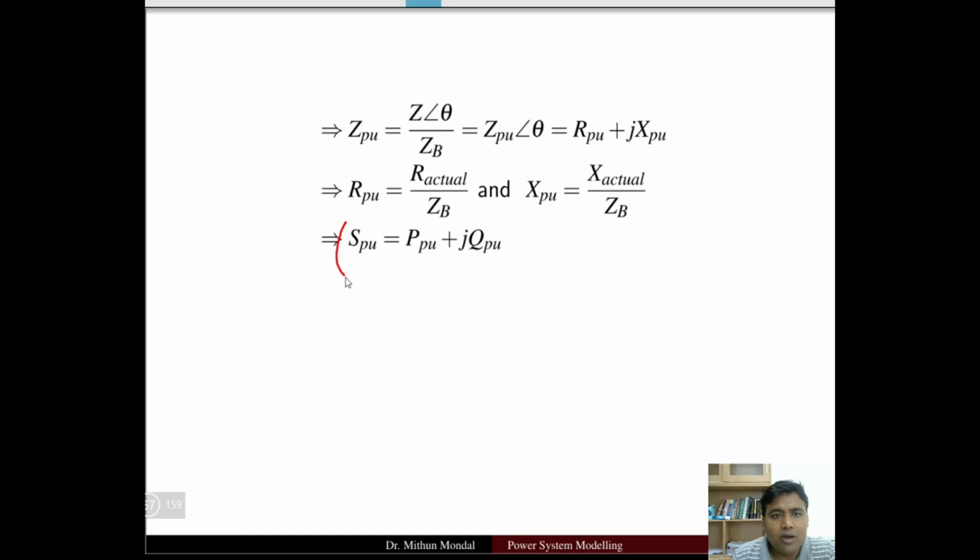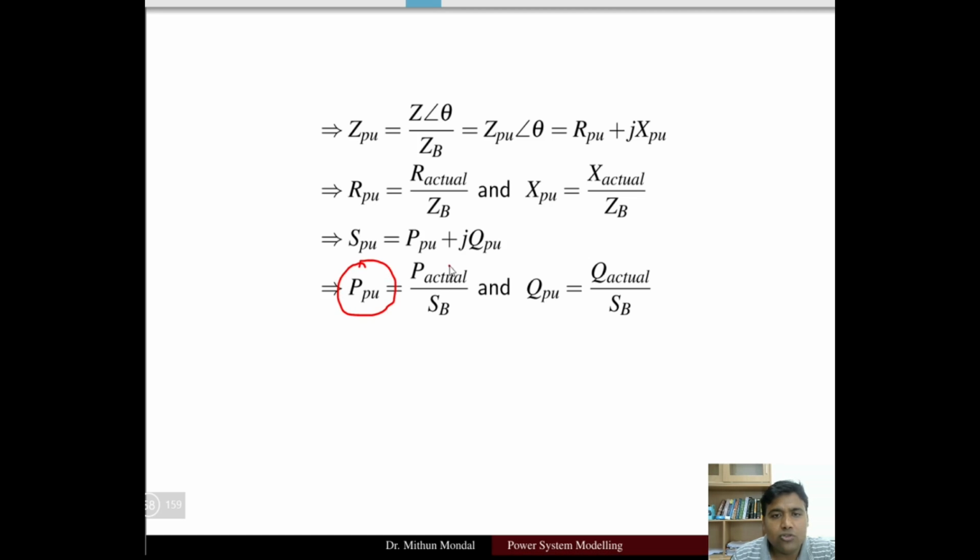Now the complex power in per unit, S per unit, is equal to P, that is the real power in per unit, plus j times the reactive power in per unit. Whereas the real power in per unit is the actual value of the power divided by the base. Now make a special note, here it is S base.